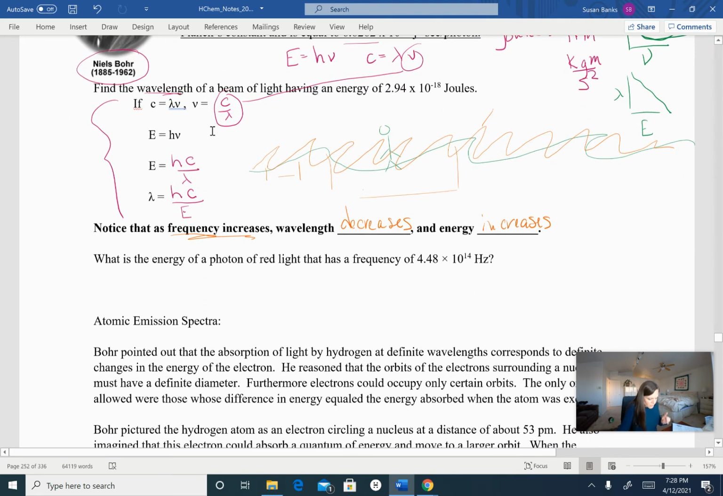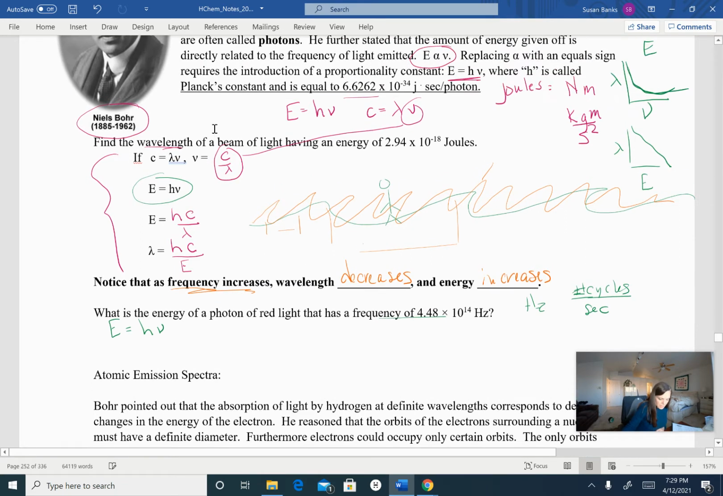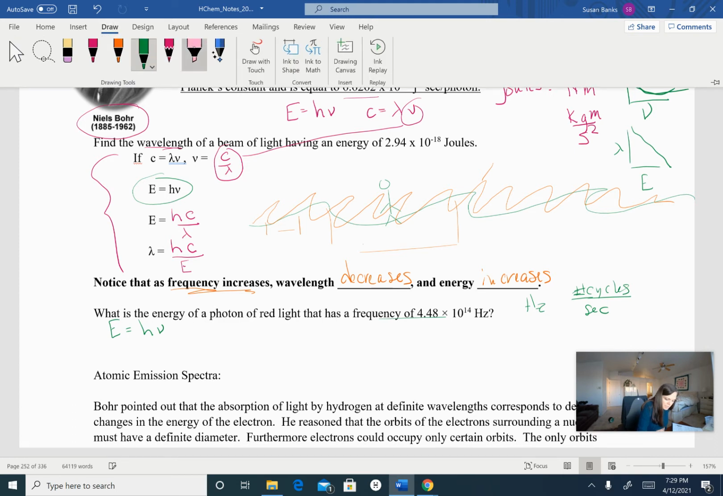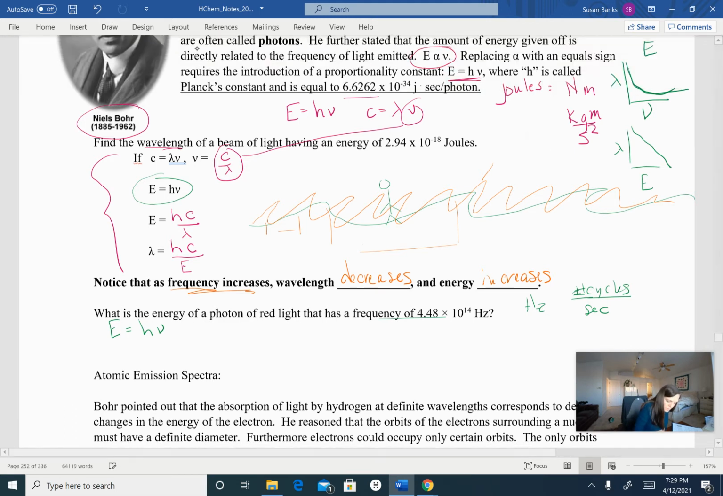What is the energy of a photon of red light with a frequency of 4.48 times 10 to the 14th hertz? Now remember, hertz is just number of cycles per second, or just per second. So we have this equation right here that we're going to use. Our energy is equal to Planck's constant multiplied by that frequency, which we have here. We're going to substitute Planck's constant, and let me highlight Planck's constant again really quick, because that is a number that you are going to want to be familiar with right here.